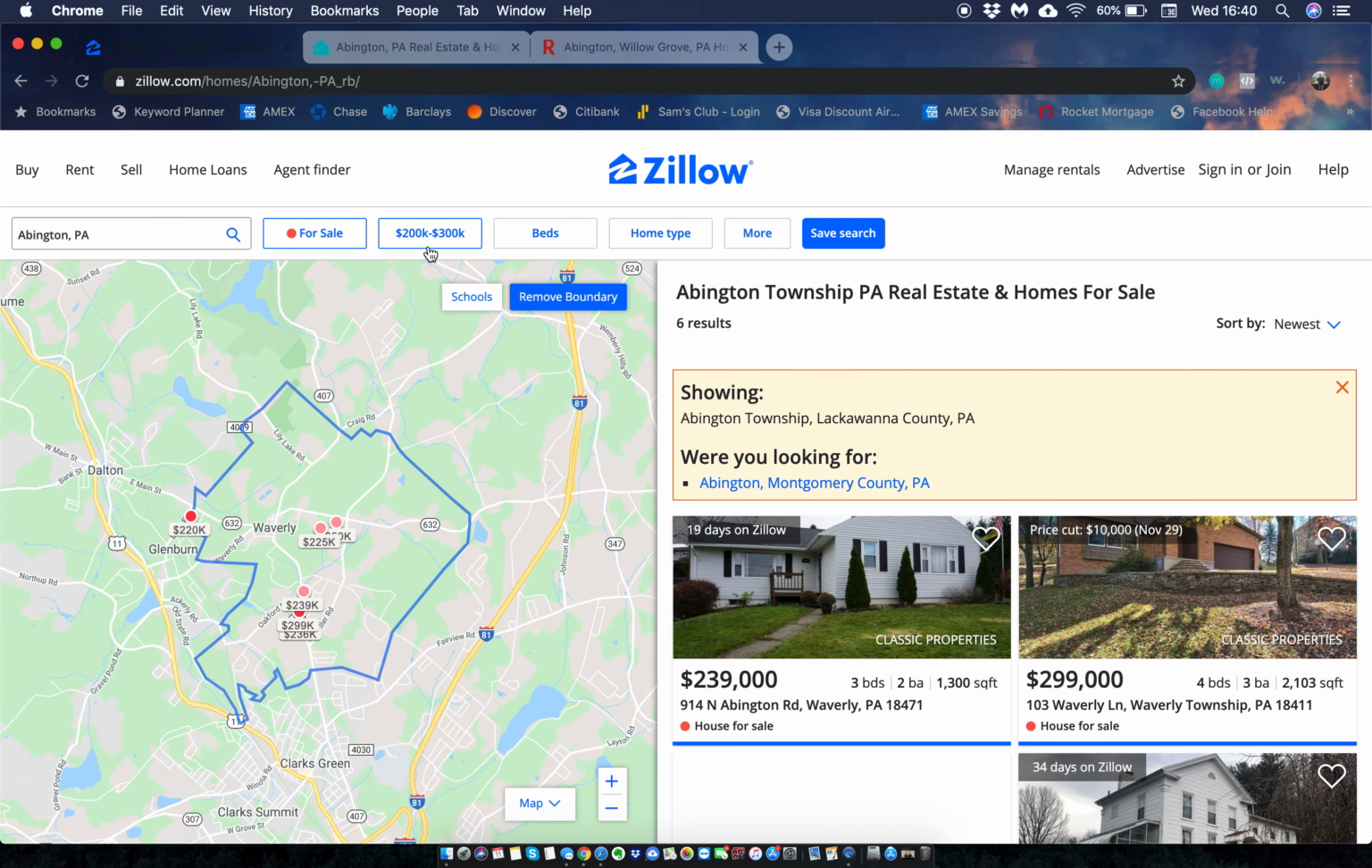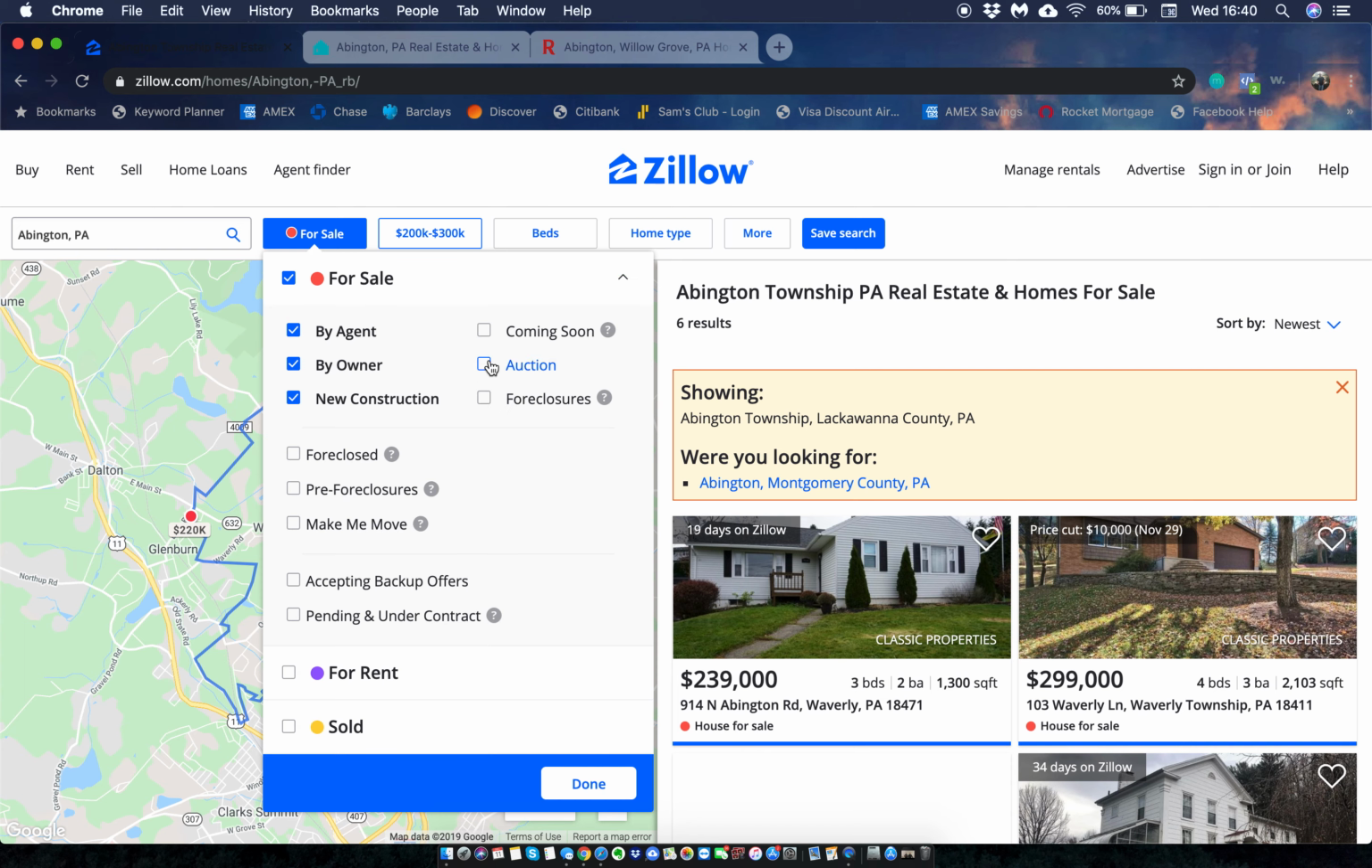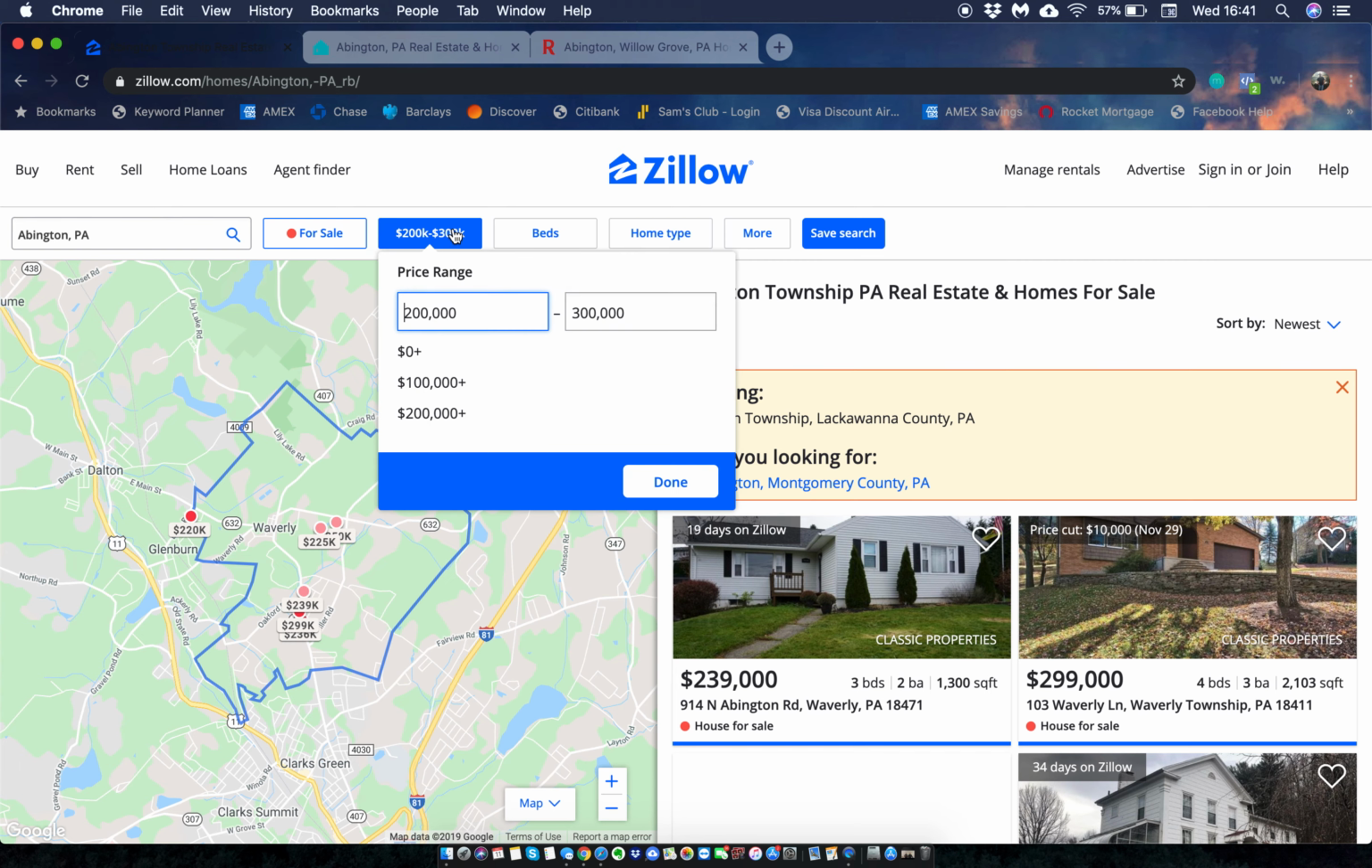I pull up Abington, which is close to me. And the first thing you want to do is take a look. You want to make sure you're looking at properties for sale. And I would make sure you don't select any of this stuff. You don't want any foreclosures. You don't want any pre-foreclosures or foreclosed houses. Look for things that are for sale by an agent, for sale by an owner, or maybe even some new construction.